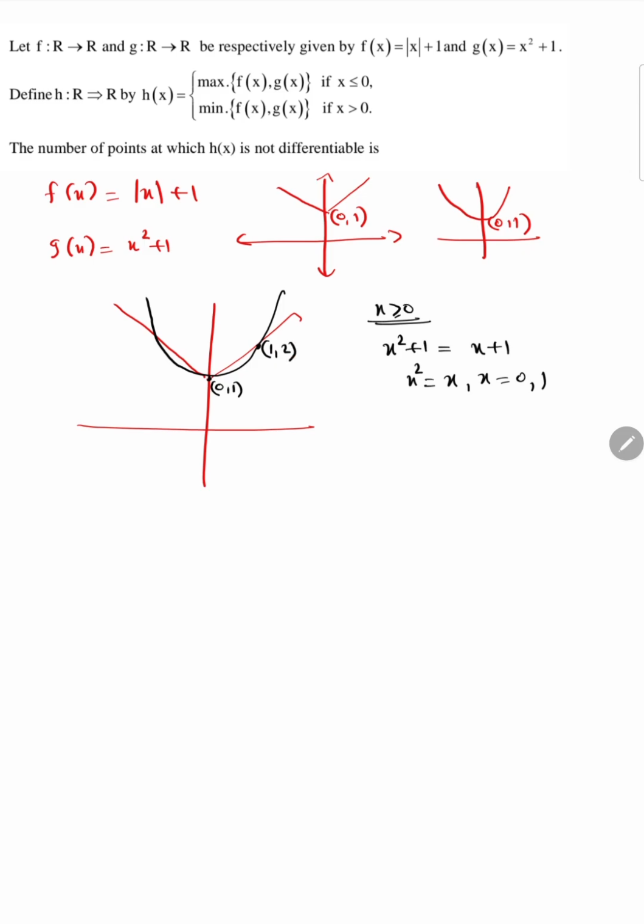Now the left side is very easy to predict because both are even functions. So this will be minus 1, 2. So this is the graph. Now what are we supposed to do?